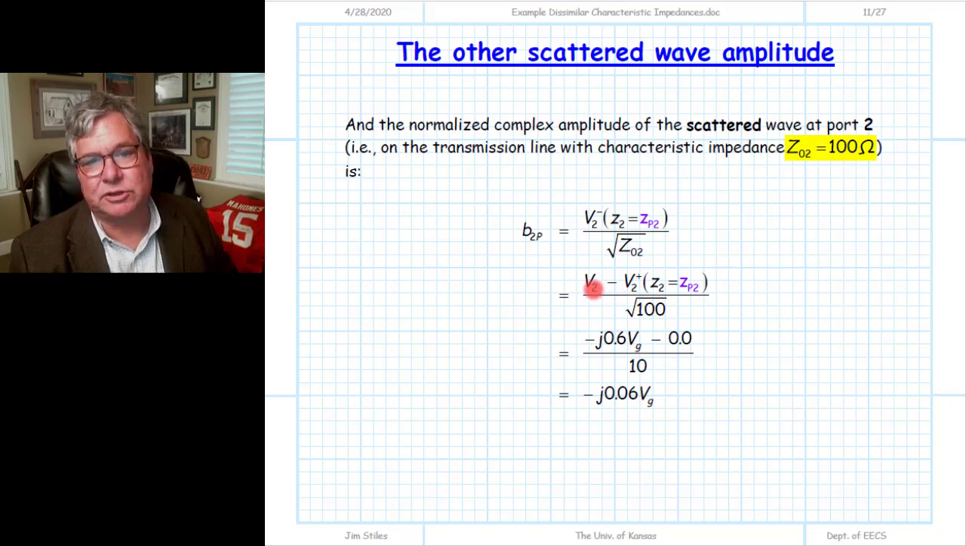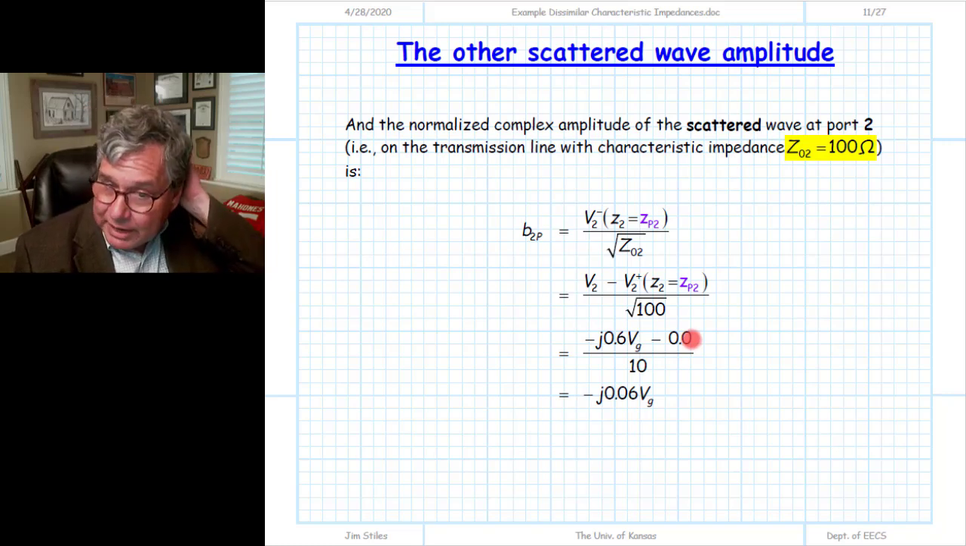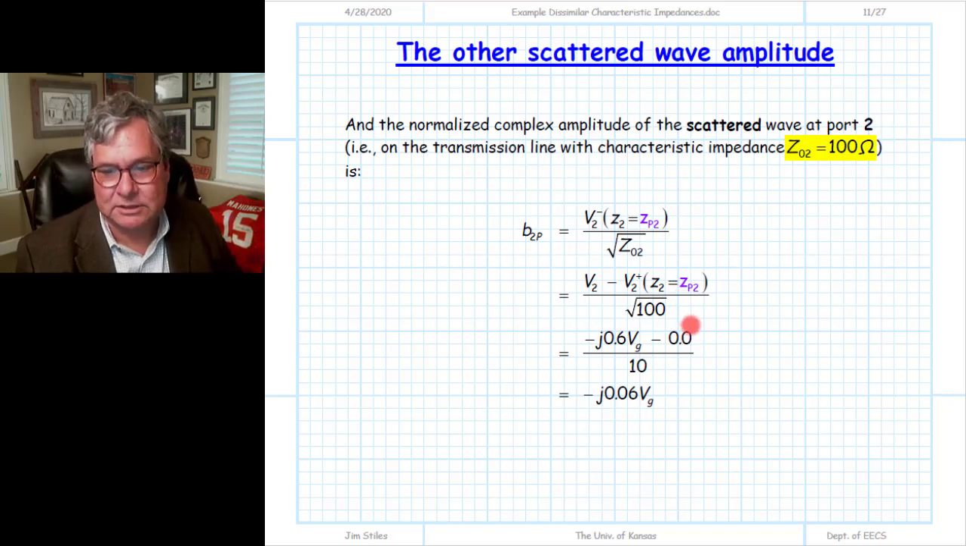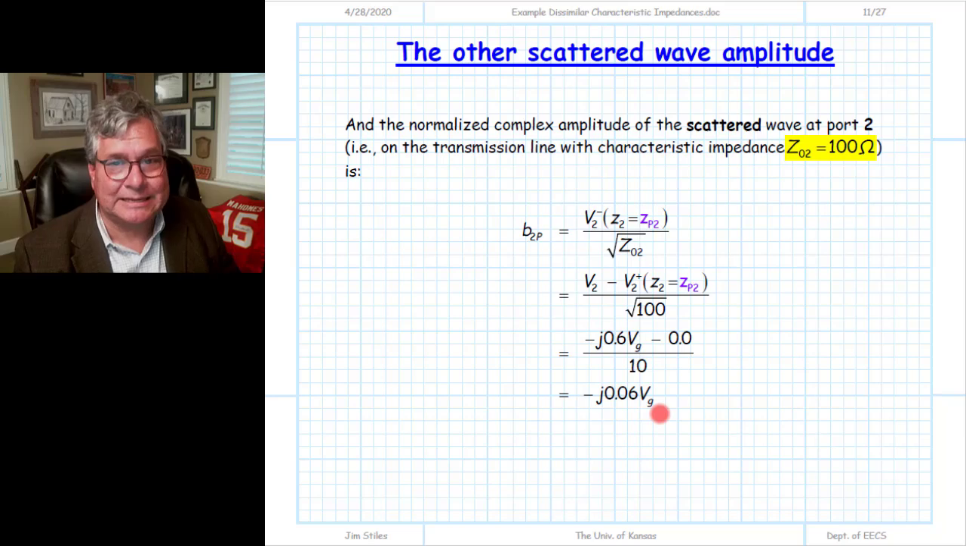We determined the total voltage on the previous analysis for port 2. We know that the incident wave on port 2 is going to be equal to 0. We put a matched load on port 2, so there can be no incident wave. There's just a single incident wave in this analysis because we're doing our scattering parameter experiment. We only have one incident wave, and that's at port 1. So the incident wave at port 2 is 0, and we determine then the normalized scattered wave amplitude for port 2. Again, it's in terms of the open circuit source voltage VG.